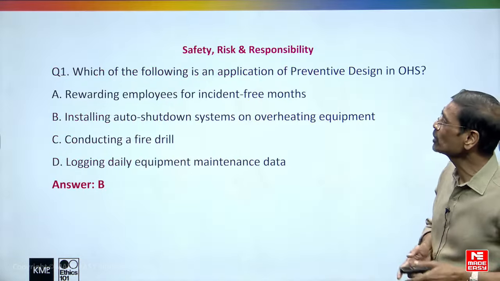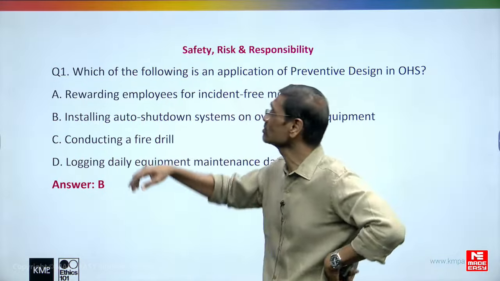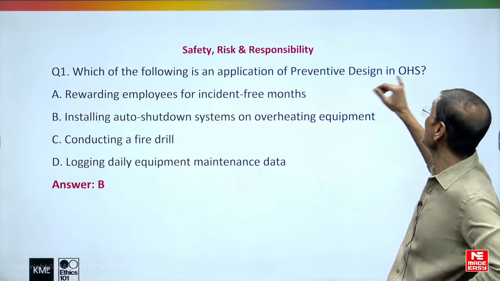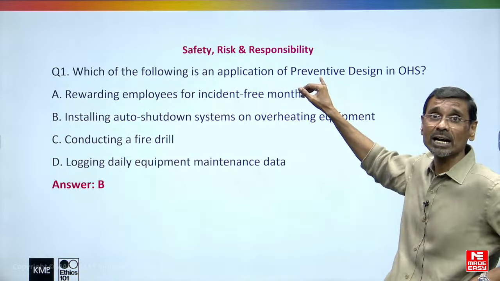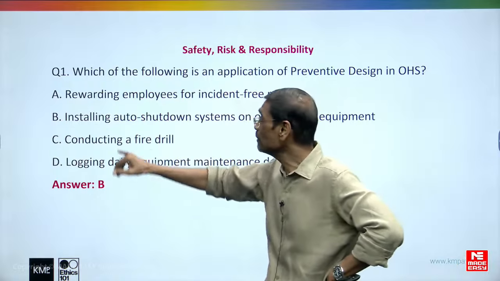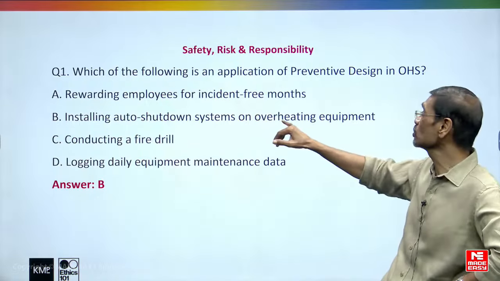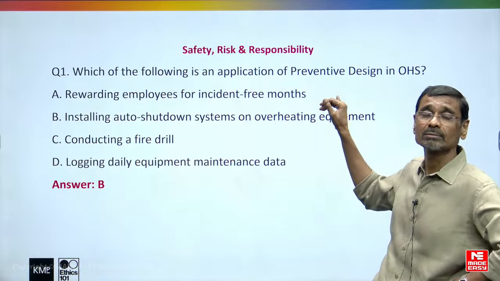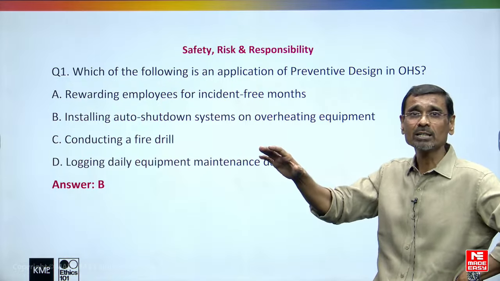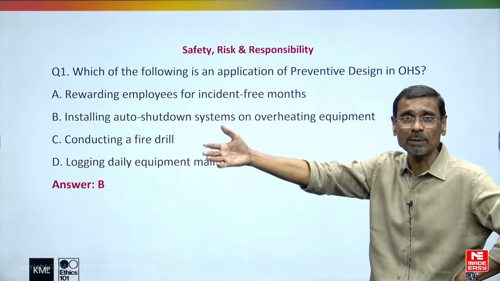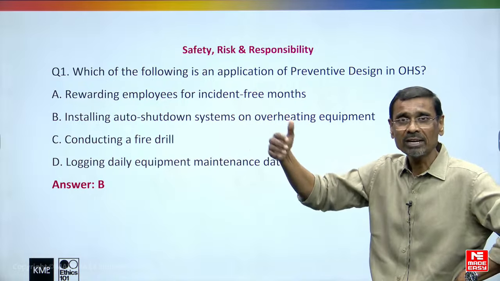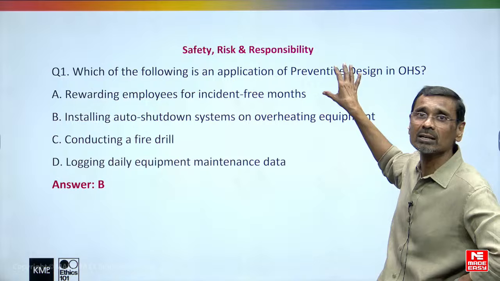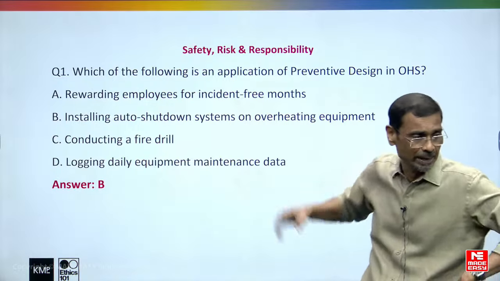And a question for all of you to think about. Oh God, I gave the answer, yaar. Sorry, I made a mistake. Which of the following is an application of preventive design in OHS? The word is preventive design. It's B, installing auto shutdown systems on overheating equipment. Remember this word, preventive design. You're designing the workplace in a manner to prevent accidents from happening, to prevent safety issues from coming in. That's called preventive design. Remember this term, it may come in your exam. Preventive design. Okay.